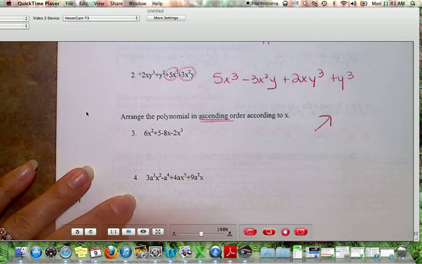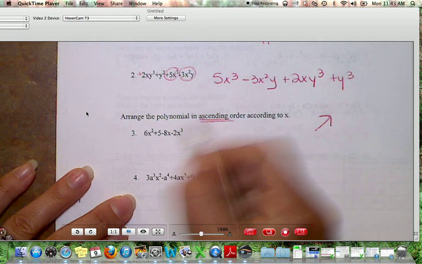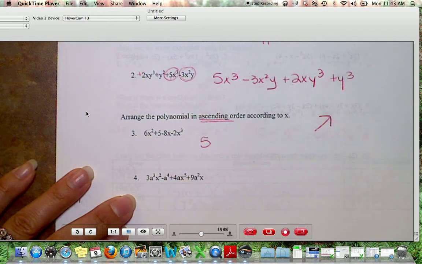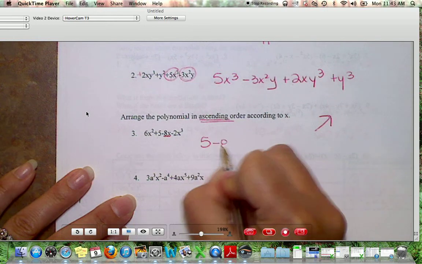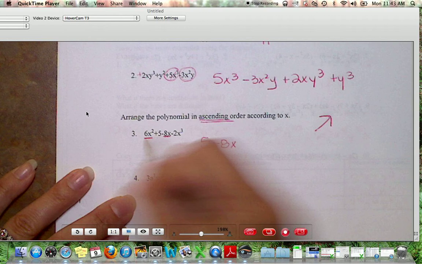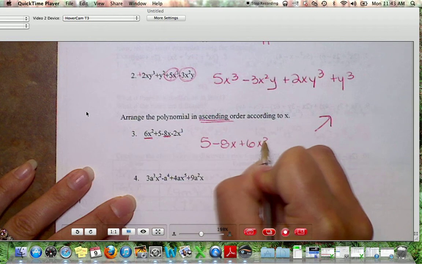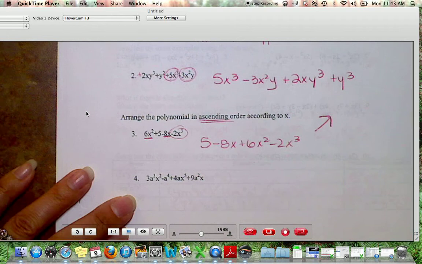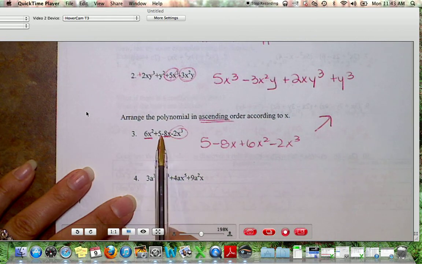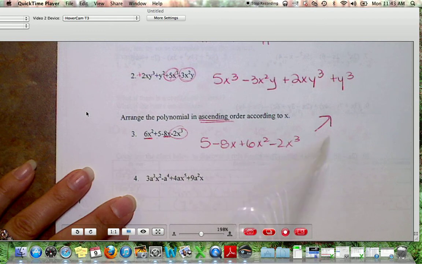All right, so if we look at this, the guy that has no x's is 5. So we're actually going to start with the 5. Then this guy's got only 1x, so that's next. Then we have 2 x's. Then we have 3 x's. So you're focusing only on the x's, and you want to make sure you pay attention to the sign in the front of each one and bring it with it.